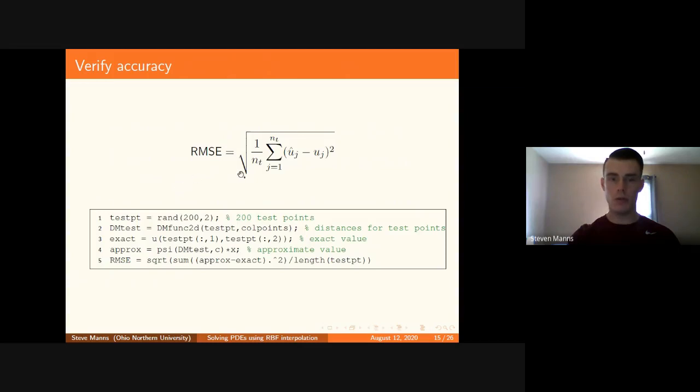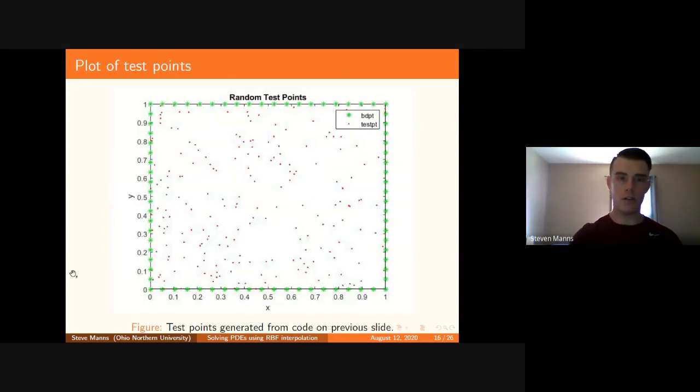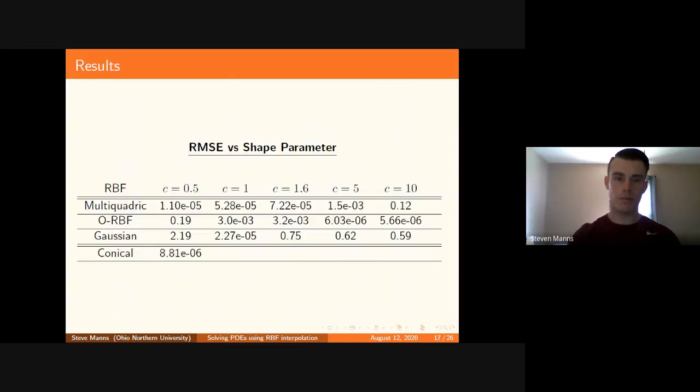To do so, we use the root mean square error as it is defined here on the top of the slide. We can find test points in a unit square quite simply using MATLAB's rand function. We then find the distance from those points to all of our collocation points, and all that is left at that point is to evaluate our analytical solution and our numerical solution, and we plug those values into the root mean square error formula. Here's the verification that what we have done has worked, where the green asterisks are just used to emphasize that the test points, the red dots, are falling within the domain.